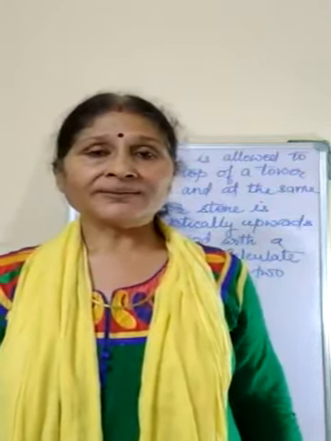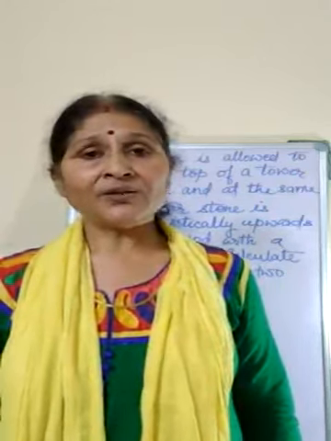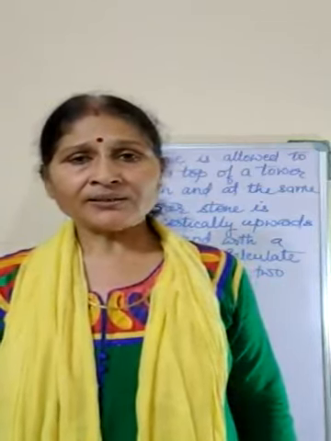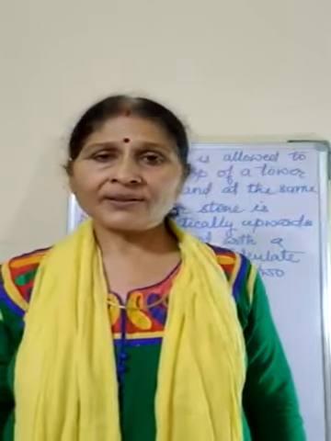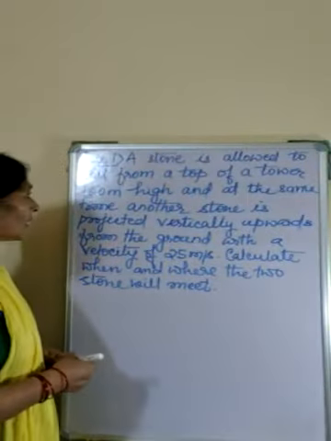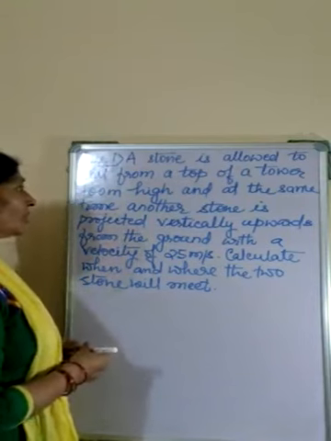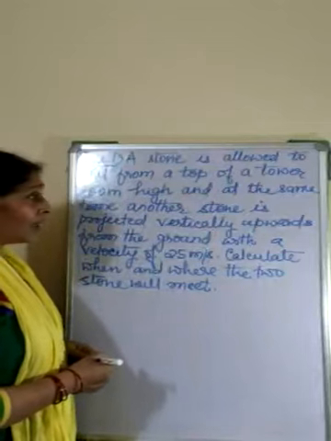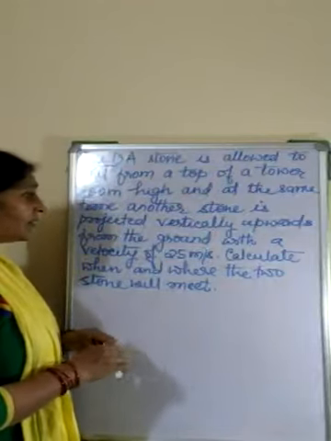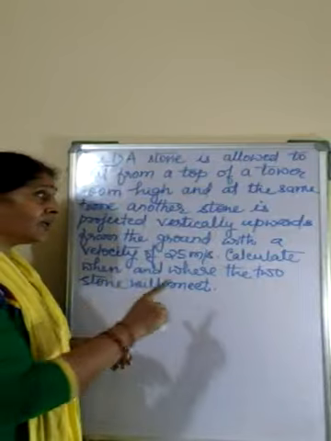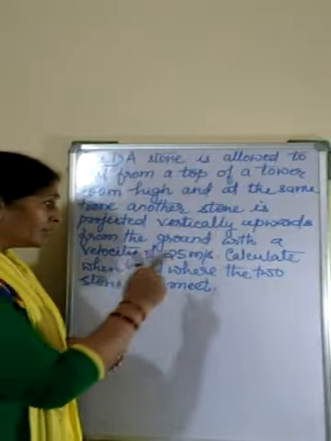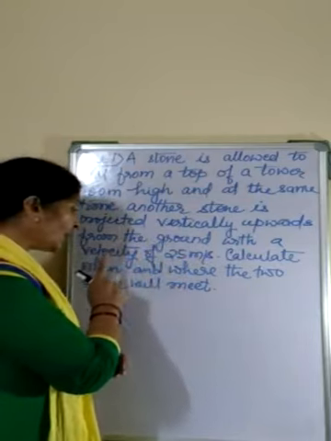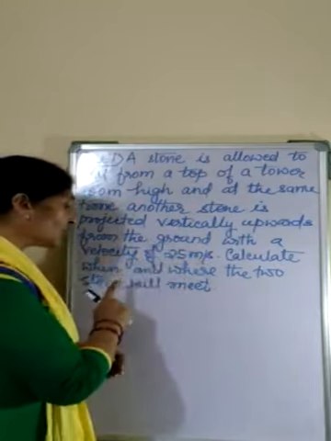Hello students, in the previous lecture we were solving numerical problems. In that continuation, let us discuss some more questions. Come to this question. A stone is allowed to fall from the top of a tower 100 meter high. At the same time, another stone is projected vertically upward from the ground with a velocity of 25 meter per second. Calculate when and where the two stones will meet.